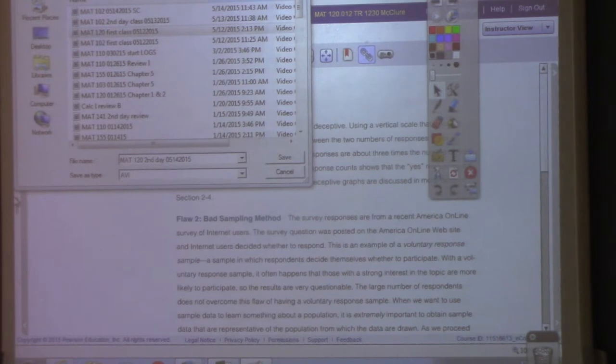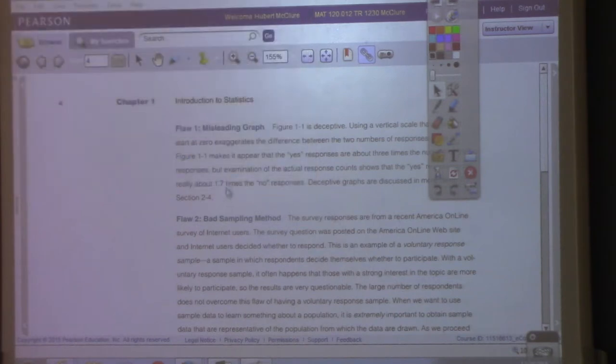A lot of you say, why do you do both? Well, in case something happens to that in the middle of class, or something happens to this, I have a backup. So that's why I do it. You just pick which one you want to look at.